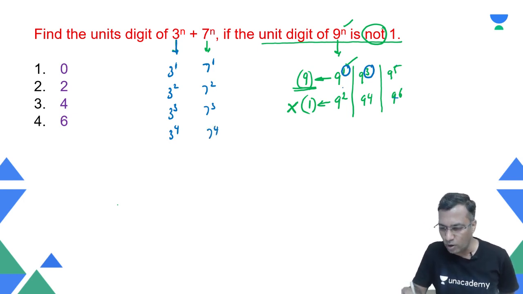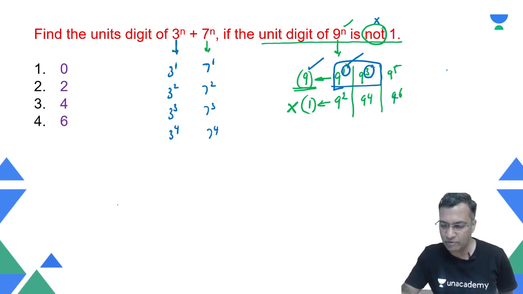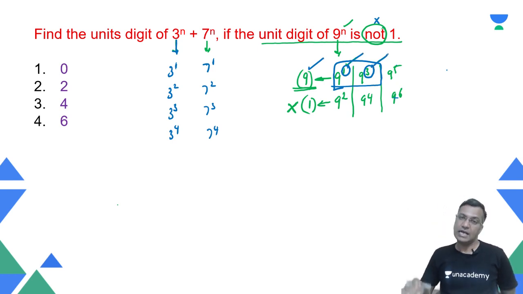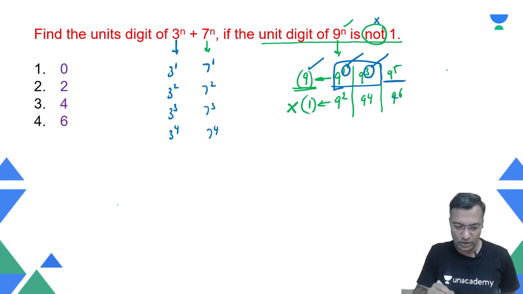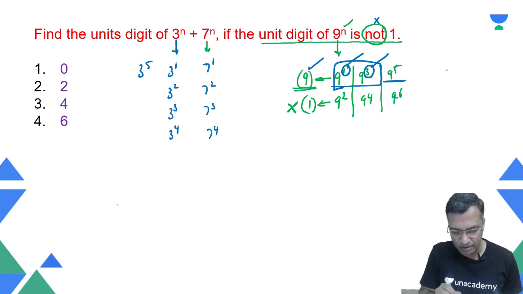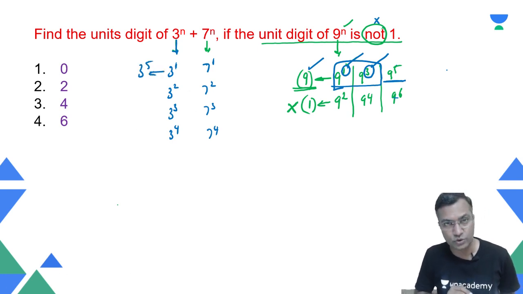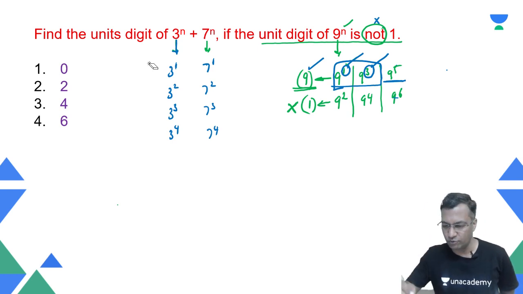So what are the two prominent things? 1 and 3 come into the picture. Why? Because if it is not 1, it has to be 9. If it has to be 9, it can be 9 power 1 or 9 power 3. You can say that, sir, it can be 9 power 5 also. Correct. But when I look at the cyclicity, I don't have to worry about 3 power 5, because 3 power 5 will be equivalent to 3 power 1 for the unit digit. I have to bother only till 3 power 4. So I say there are two test cases: either n can be 1 or n can be 3.